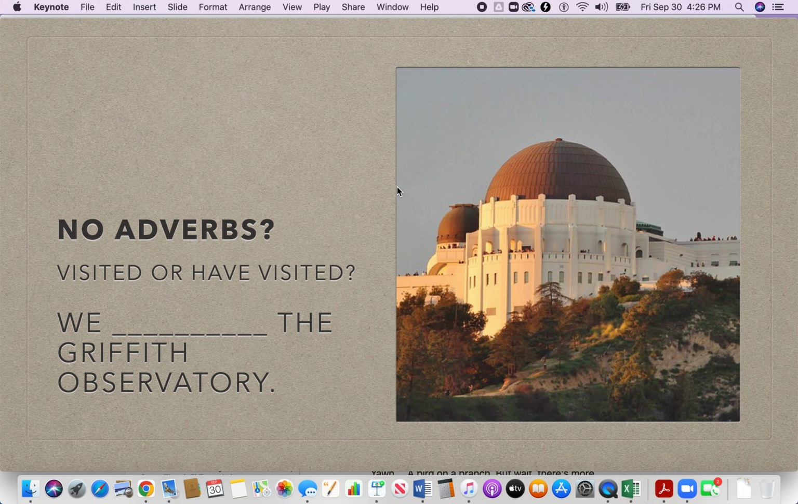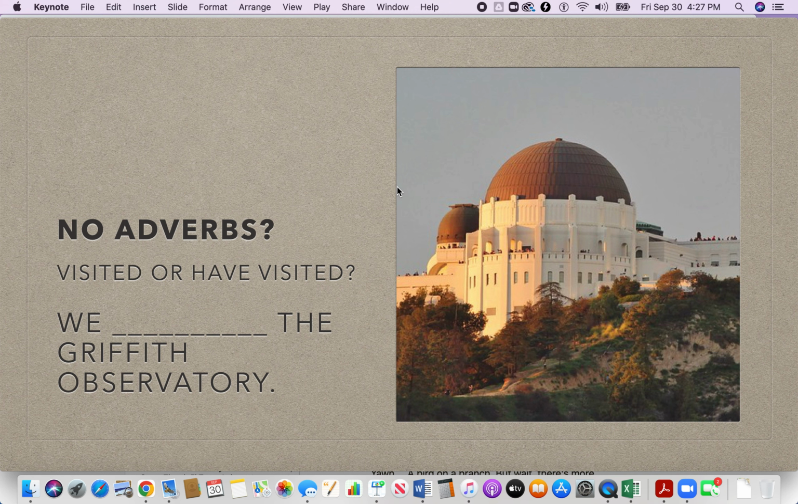Now, what if you don't have any adverbs? Shall you say visited or have visited? Well, without those adverbs or adverbial expressions, it's impossible to decide the correct tense or aspect. For example, "the Griffith Observatory." That's in Los Angeles. Shall you say, we visited or we have visited? Both are correct. It depends on the situation. If you want to talk about a specific time, last weekend, when you went on a trip to Los Angeles, you will say, we visited the Griffith Observatory. But if you're simply talking about all the many places you have been in California, you'll say, we have visited the Griffith Observatory. From the sentence alone, I simply do not know whether you visited it many times or if you visited it yesterday.